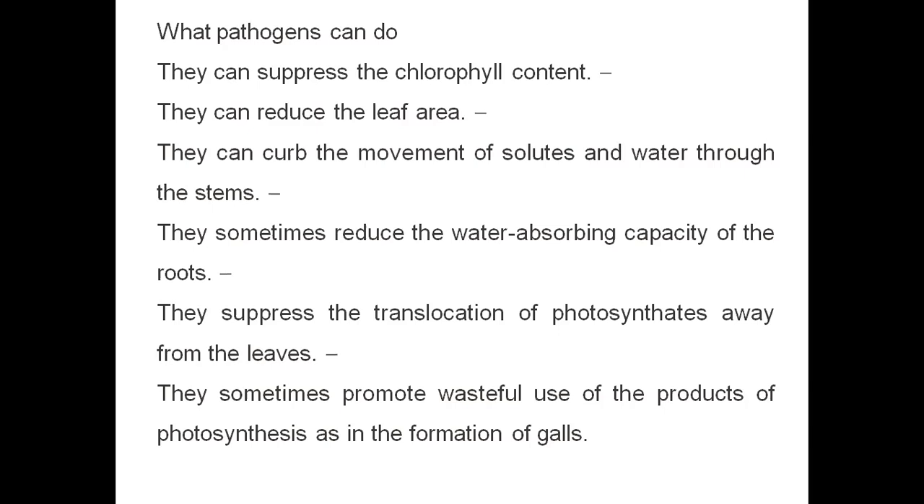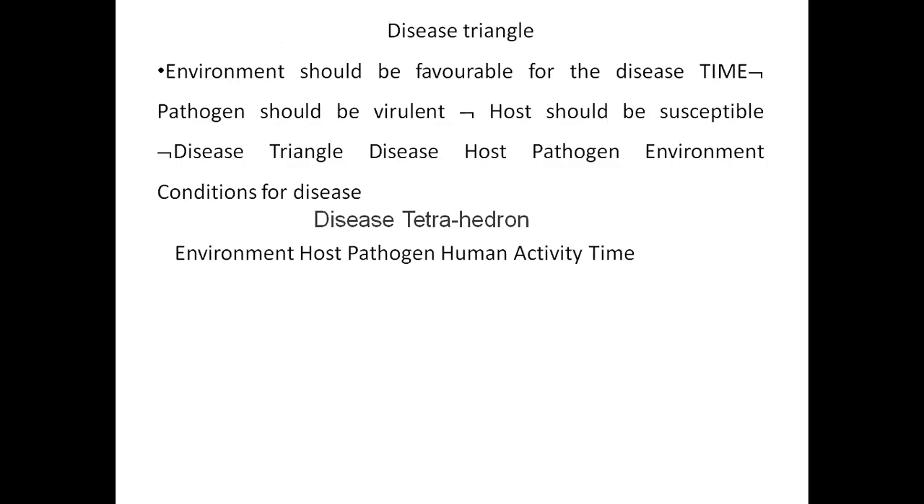How do they reduce the water absorbing capacity? By causing symptoms on the roots, like rotting or the formation of nodules and knots. In different ways, they reduce the water absorbing capacity. They also suppress the translocation of photosynthetic material from the leaves. Several phloem-inhibiting bacteria cause these types of symptoms, and they suppress the translocation of photosynthetic material. And they also promote the wasteful use of the products of photosynthesis in the form of galls.